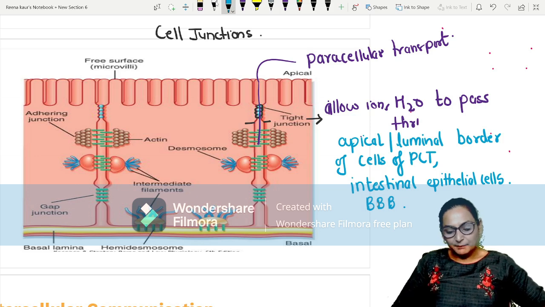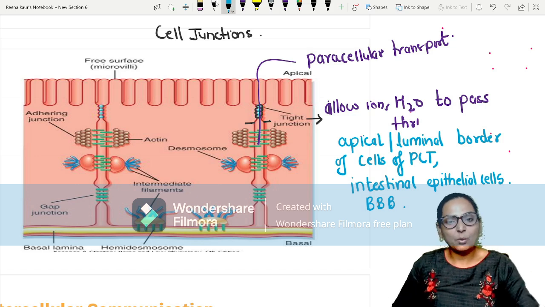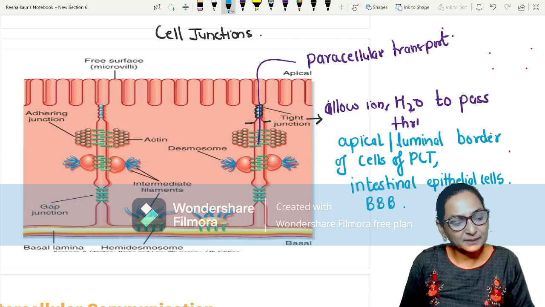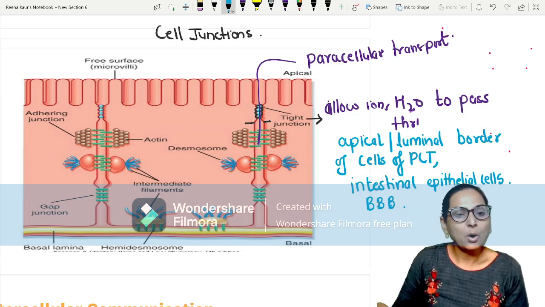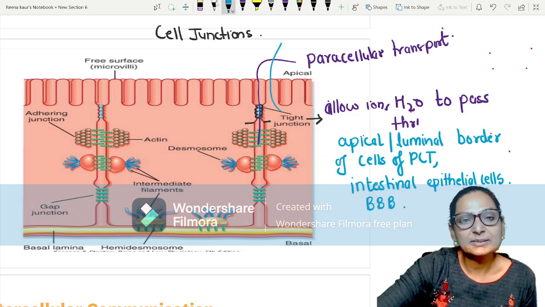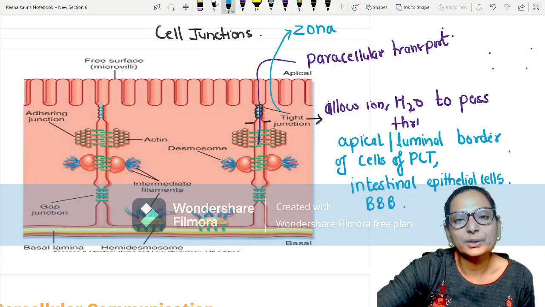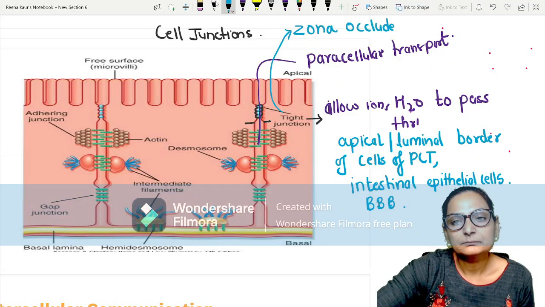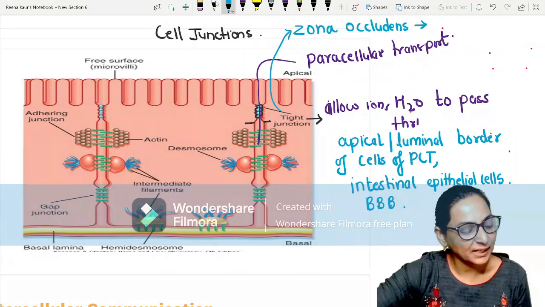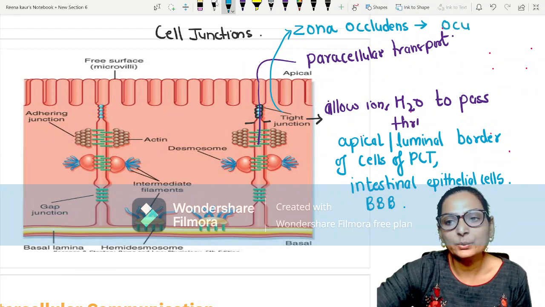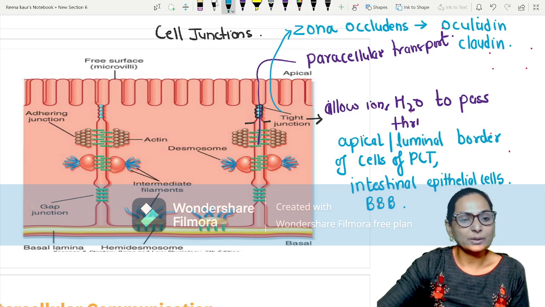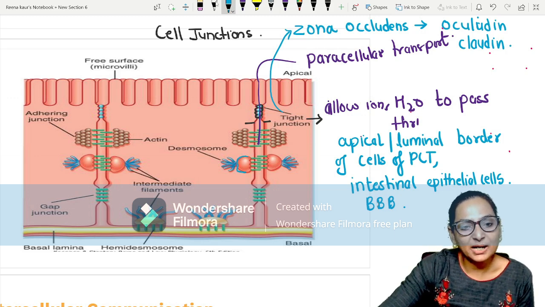They are made up of proteins called occludins. The tight junctions are also called zona occludens, and therefore the proteins they are made up of are occludin and claudin.